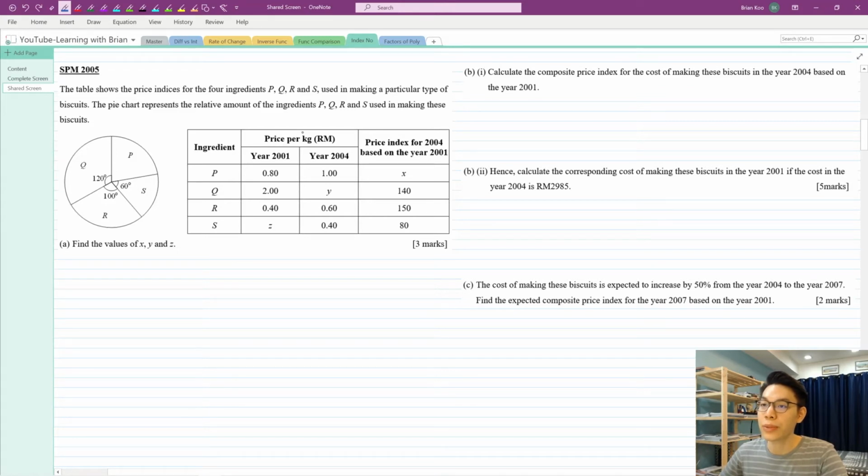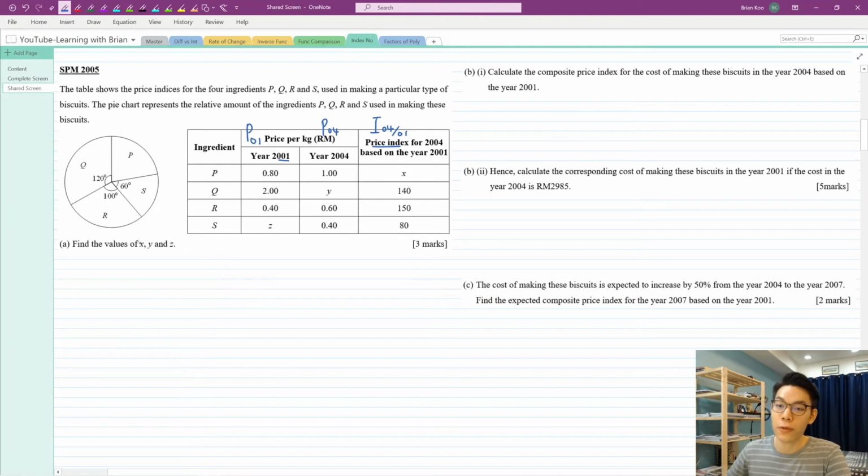So that's the pie chart. But for this table, you have first thing first, price. And this is the price in year 2001. Maybe I write this, year 2001. And this one is the price in year 2004. And this is what? Price index. Price index for year 2004 based on year 2001. The bigger year always on top, smaller year always at the bottom.